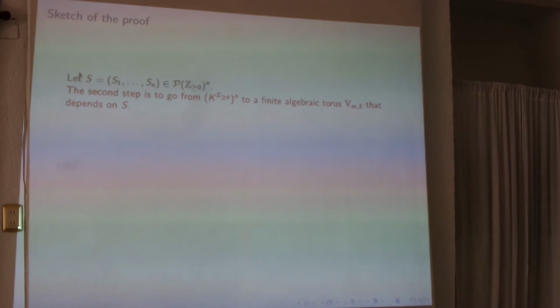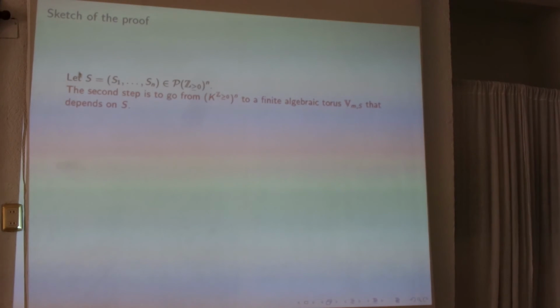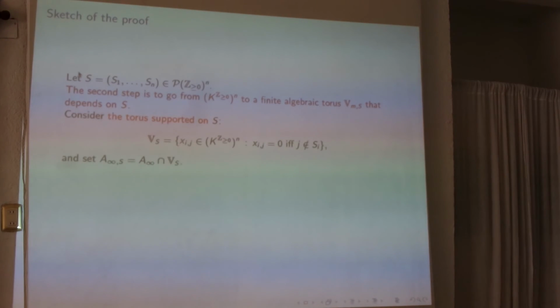Now I will take an integral of positive of subsets of non-negative integers, and the second step is to go from this infinite affine space to a finite algebraic torus that depends on this subset.